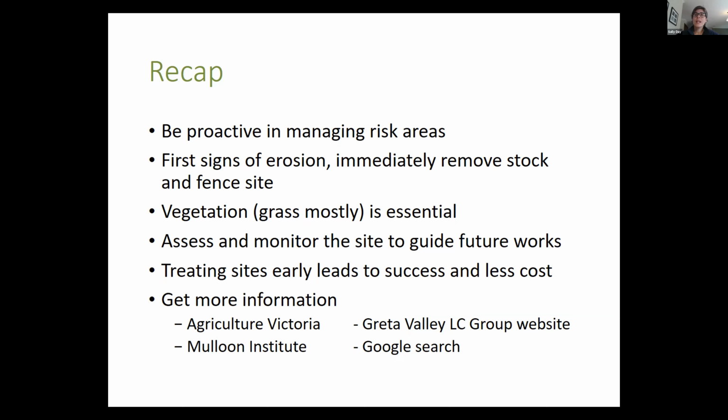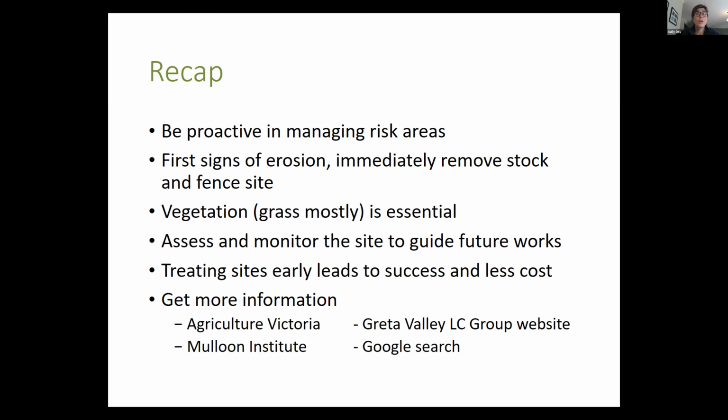So just as a recap, please be really proactive in managing your risky areas on your property. Those areas that get really wet and boggy on steep drainage lines are going to be key areas where gullies can develop. At the first signs of erosion, and even just small bare areas of ground, remove your stock and put up a temporary fence. If you run electric fencing, that could be some stakes and just some tape to keep cattle off for the winter, and then reassess over summer at that site.